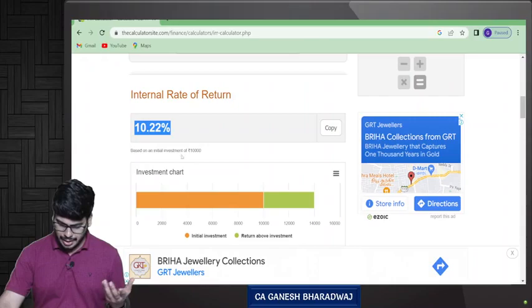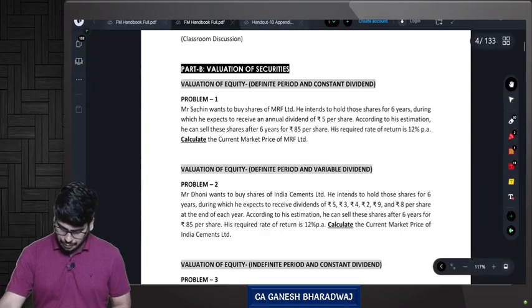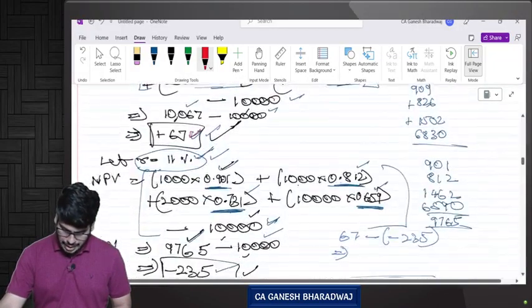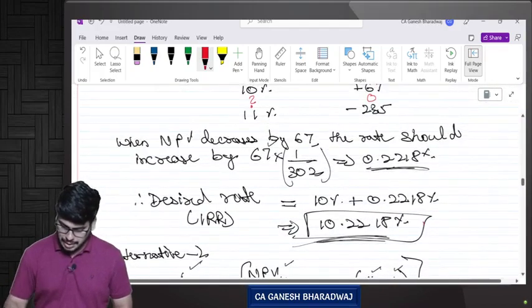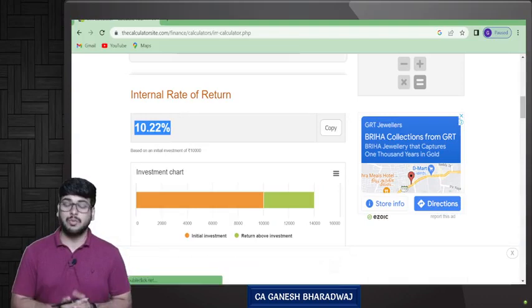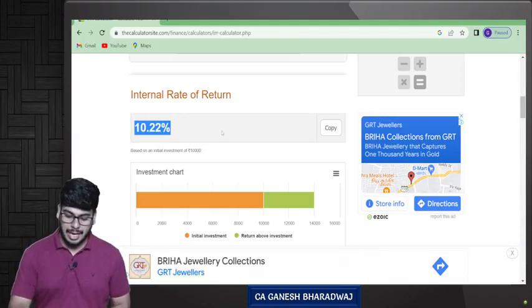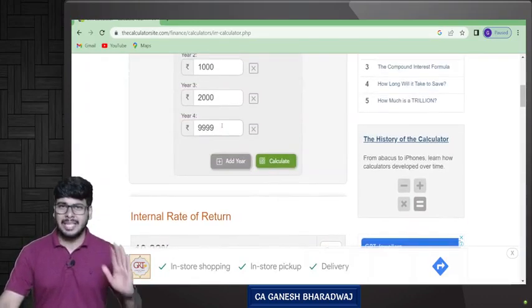See, this is what we got, right? 10.22%. Our final answer was how much? Look at this. This is what we got here, 10.2218%. This is exactly what we got. That's what even this IRR calculator is showing us. Are you clear with this? Yes. So that's about IRR.